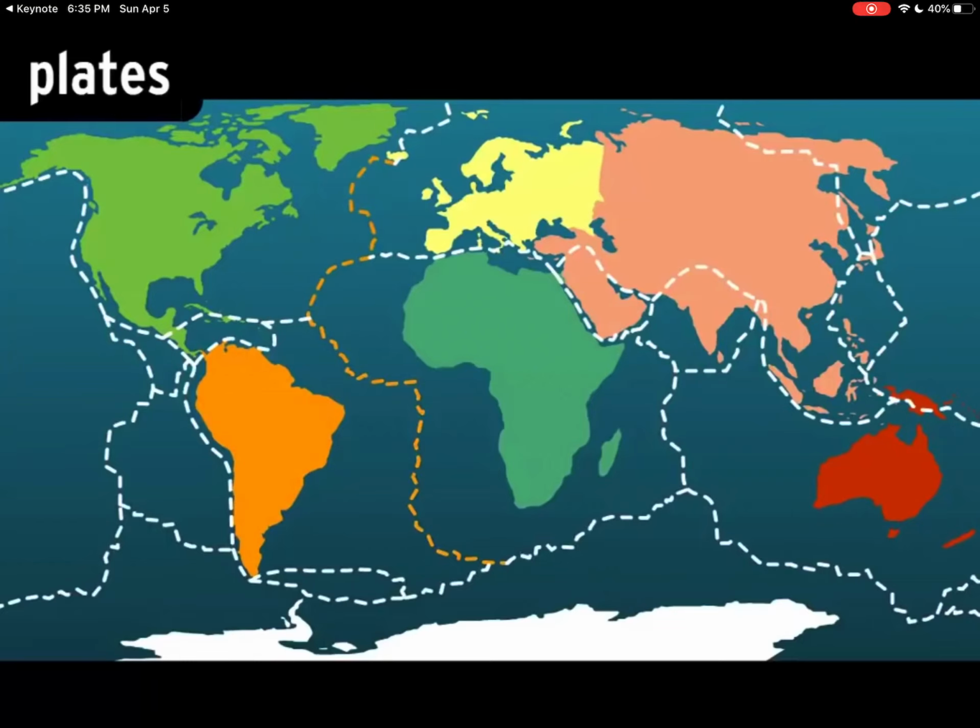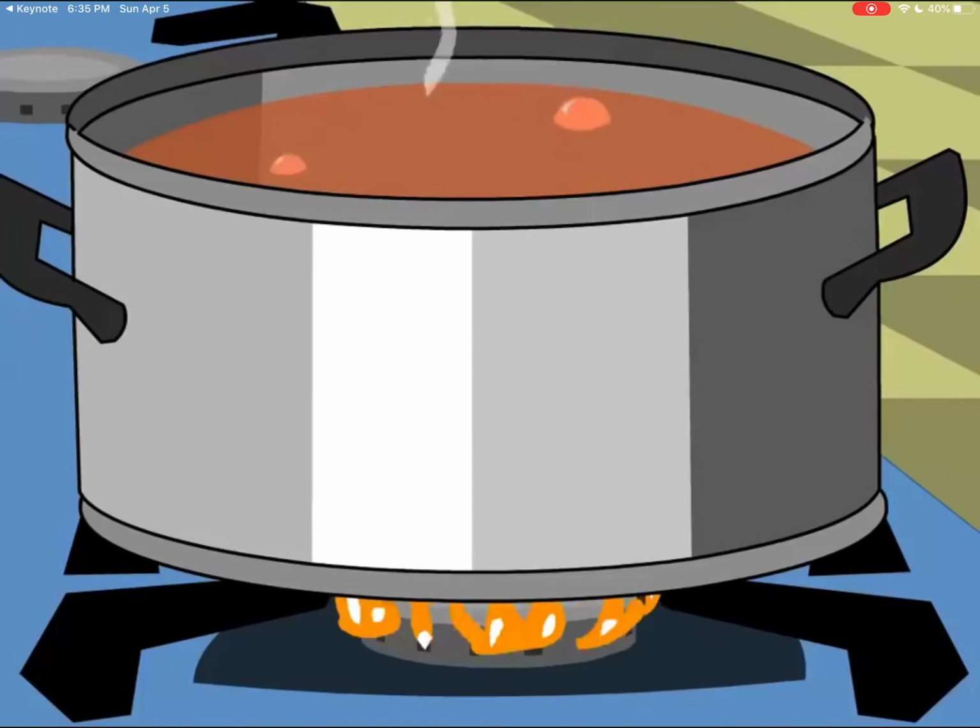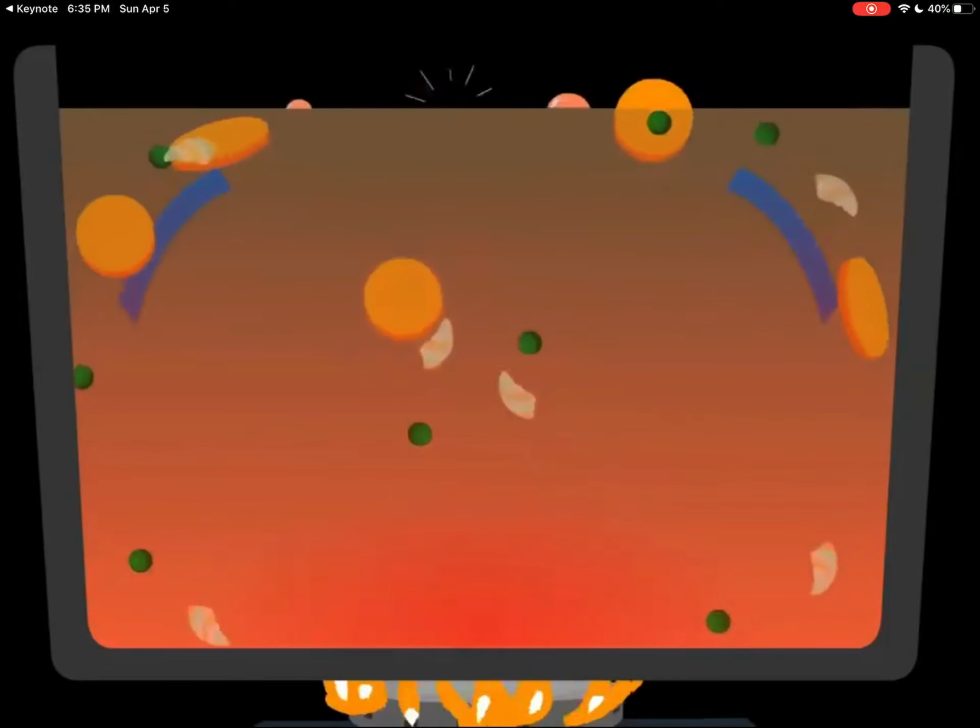They're being dragged apart by forces from deep inside the planet. You can think of it like a pot of soup. The Earth's core is the burner, and the mantle is the soup.